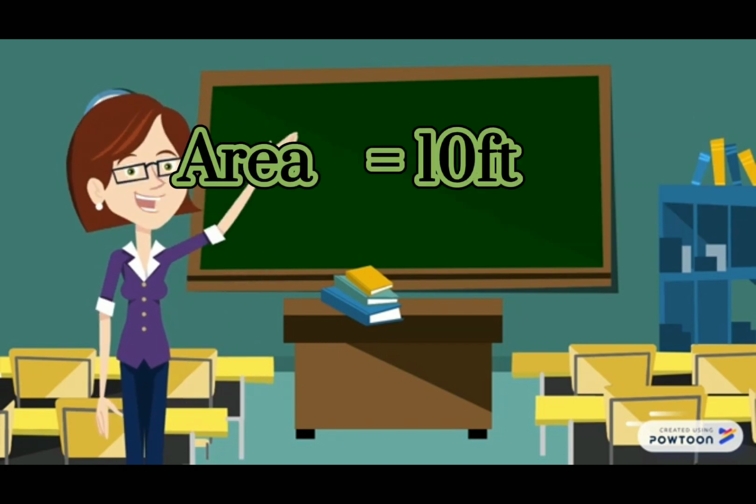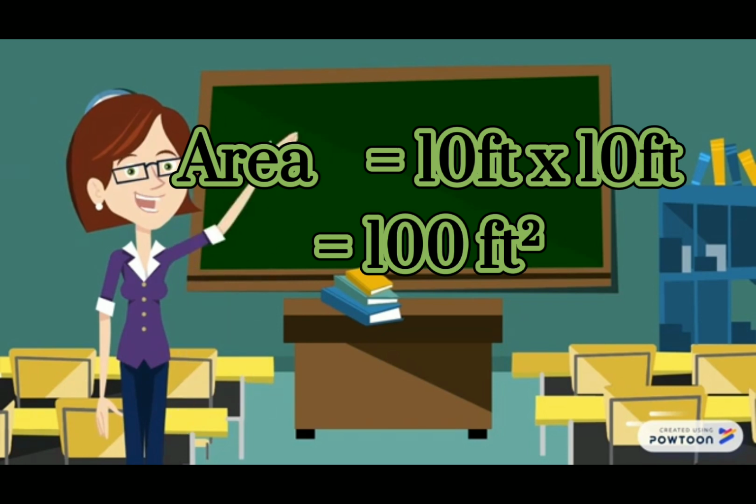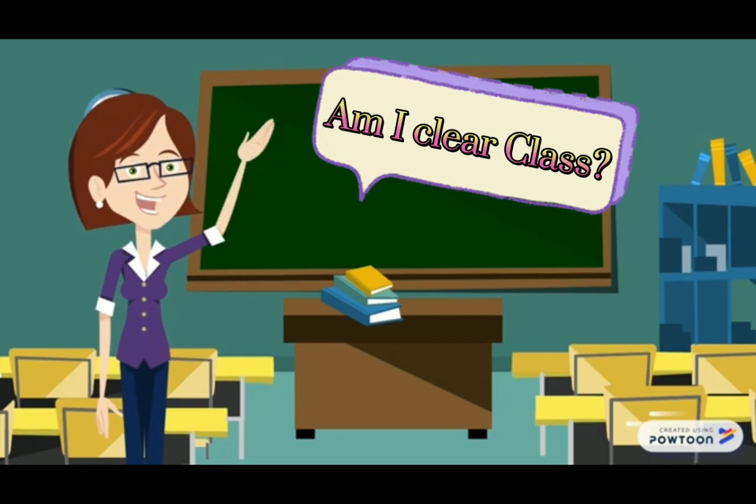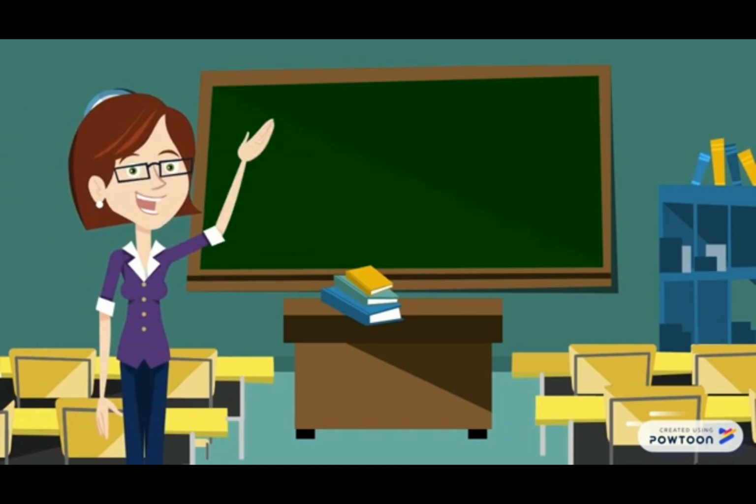And if each side of the green grass of the square yard measures 10 feet, therefore we need to multiply 10 times 10 in order to get the total area of the square yard. 10 times 10 is equal to 100. Therefore, the total area of the green grass is 100 feet squared. Am I clear, class? Okay.